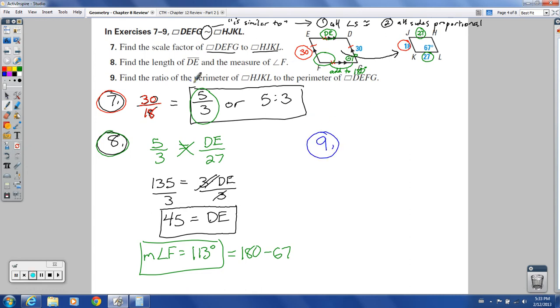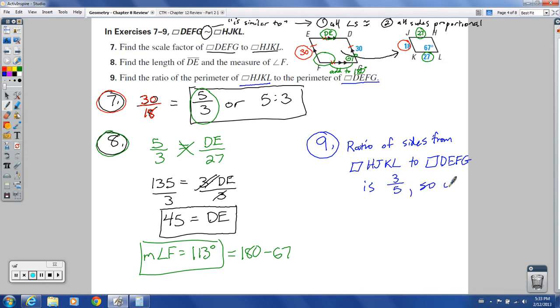So number 9, find the ratio of the perimeter to the ratio of the perimeter here. This one, be careful, it's saying from this one to this one, from the smaller one to the bigger one. So theorem 8.1 says that the ratio of the perimeter is the same as the ratio of the sides. So if we think about that, the ratio of the perimeter is equal to the ratio of the sides. So the ratio of sides from HJKL to DEFG, that would be, instead of 5 over 3, that would be 3 over 5.